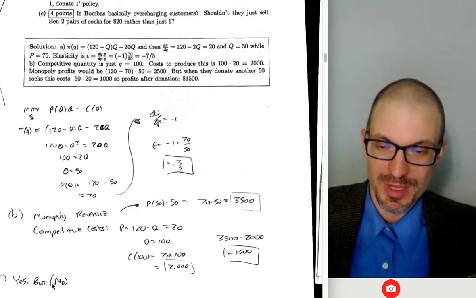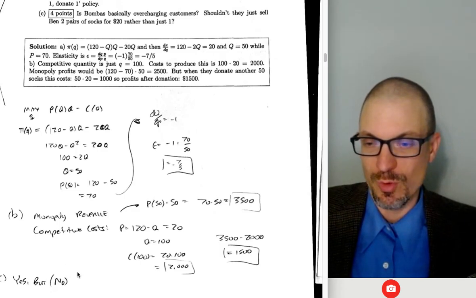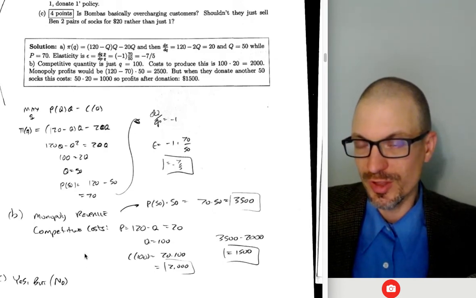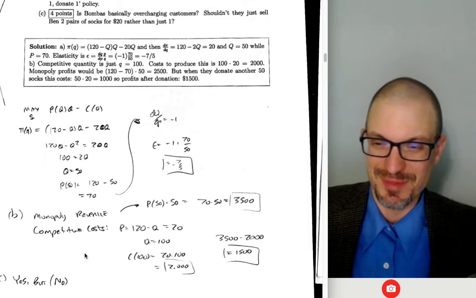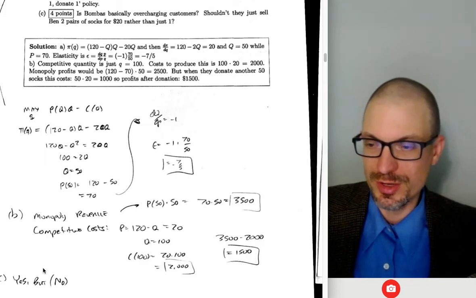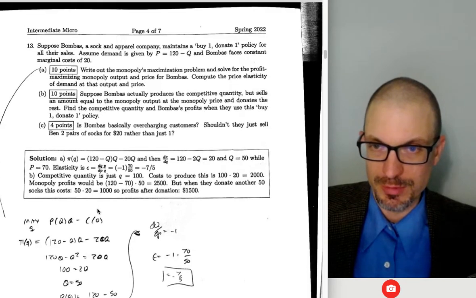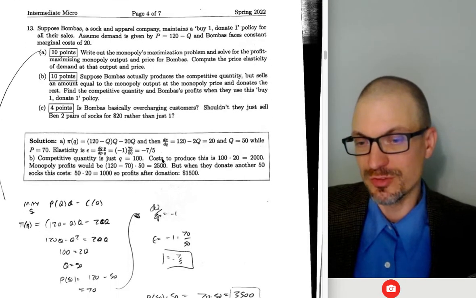Yes, but no. If they produce the competitive quantity, then they'd have zero profits, right? All firms with market power are going to produce a little bit less, maybe substantially less than the competitive market would, because that's where their profits come from. On the other hand, relative to other things that they could be doing with the monopoly profits, right?